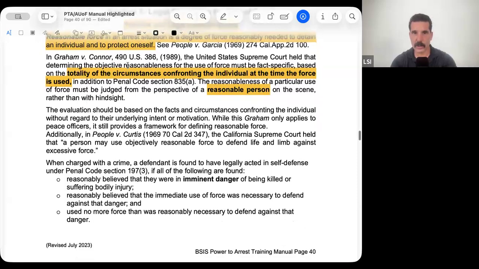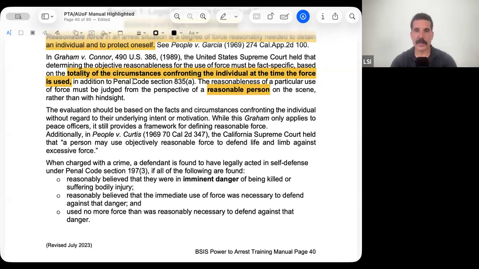In the case Graham v. Connor, 1989, the United States Supreme Court held that determining the objective reasonableness for the use of force must be fact specific, based on, and then we're going to highlight this bold text here, the totality of the circumstances confronting the individual at the time the force is used. It's the totality of circumstances. Highlight that whole part right there.